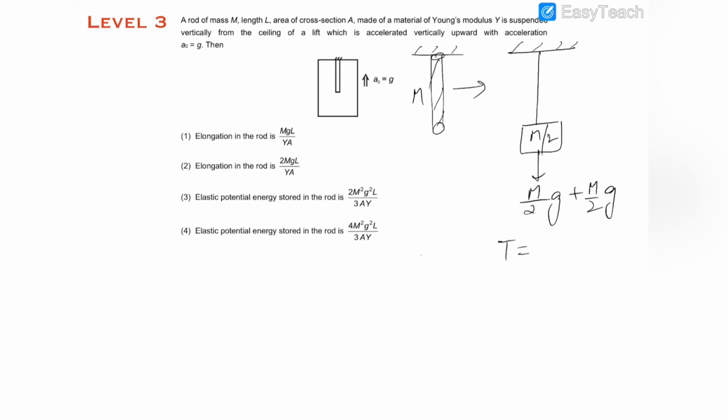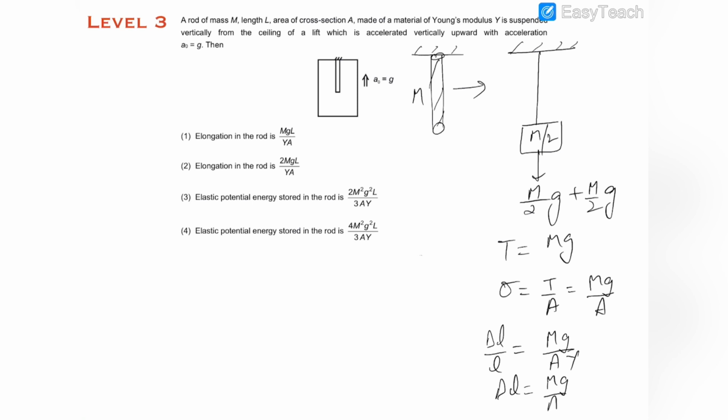So total tension in this wire will be mg, and therefore the stress developed in the wire will be T by area, so it would be mg by A. Strain developed will be delta L by L, and strain will be stress upon gamma. So it is mg by A into gamma. So delta L will be equal to mg by A gamma into L. This is the total elongation developed in the wire. So one of the correct answers is option number 1.